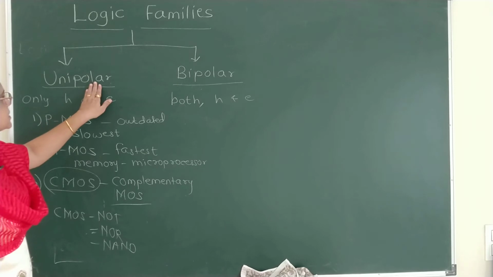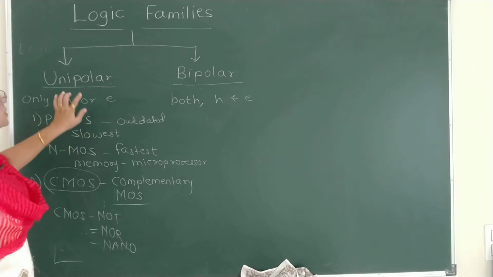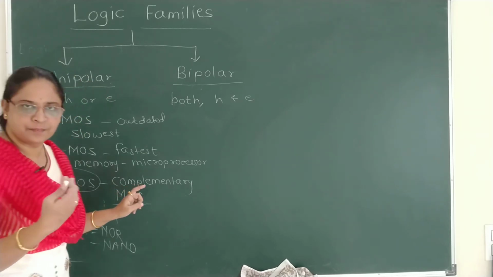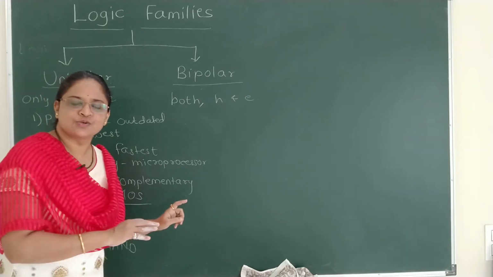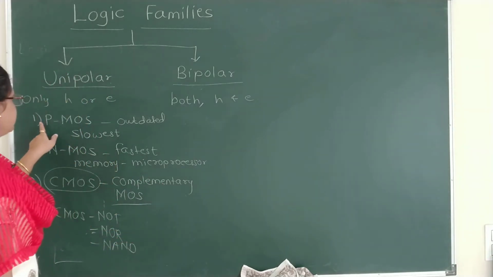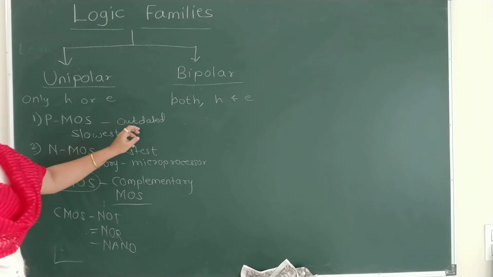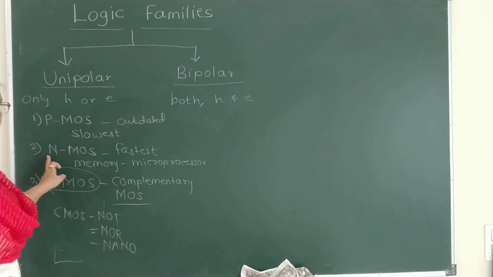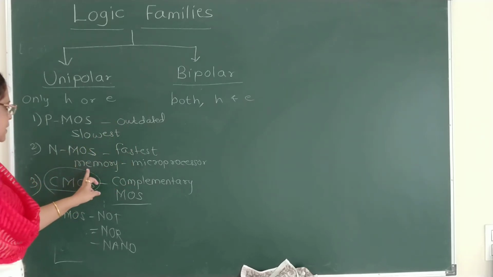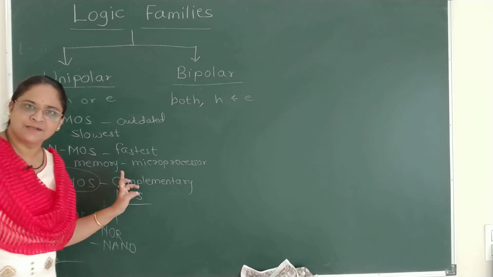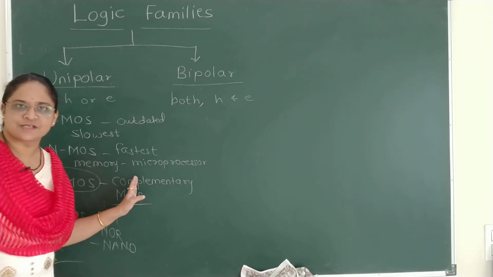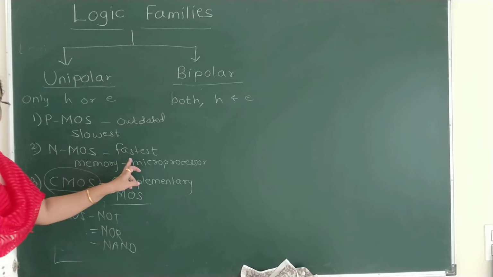So unipolar transistors can be used for the construction of particular logic circuits. That is the unipolar logic family. So PMOS is now obsolete, outdated because of its slow working. NMOS is the fastest one. It is used for the design of computer memory or microprocessor ICs, as it is the fastest.